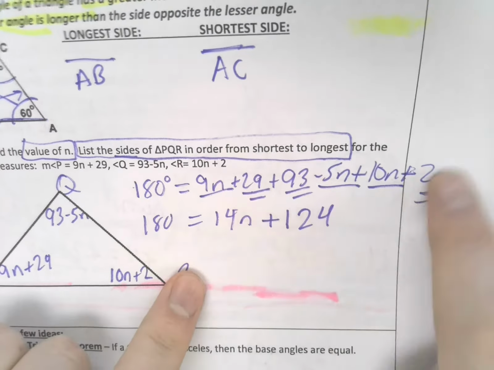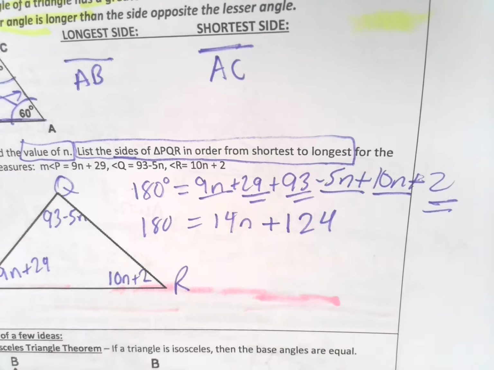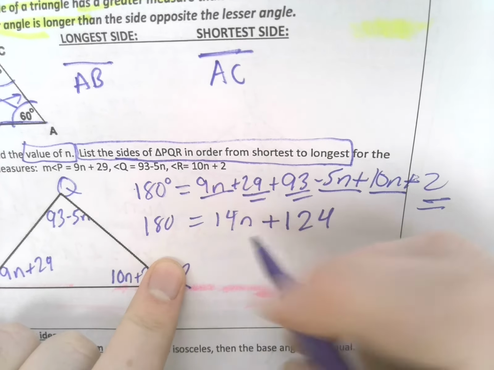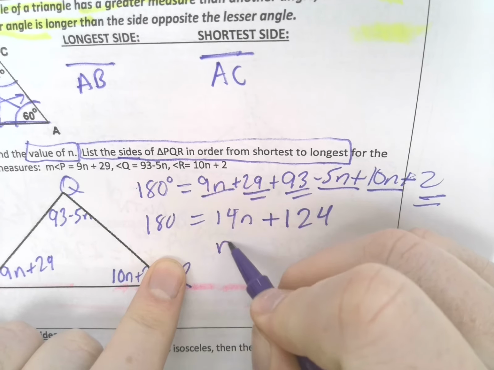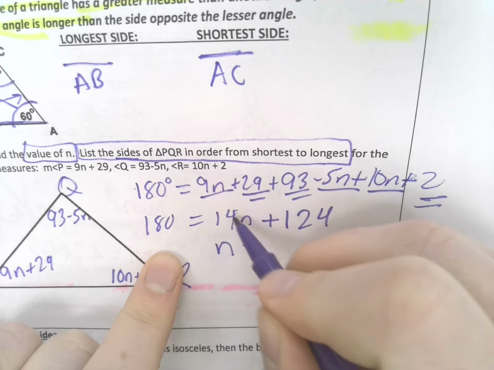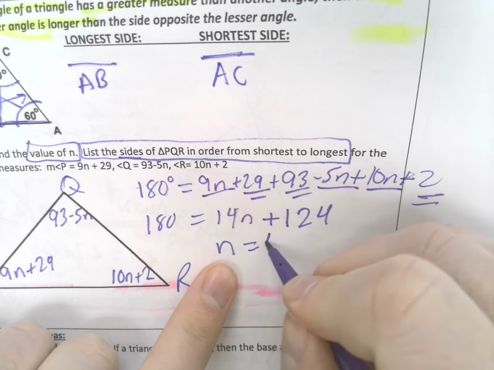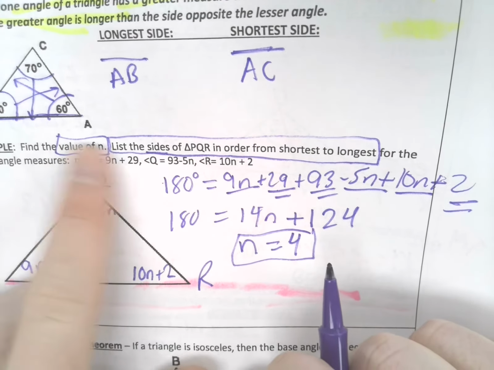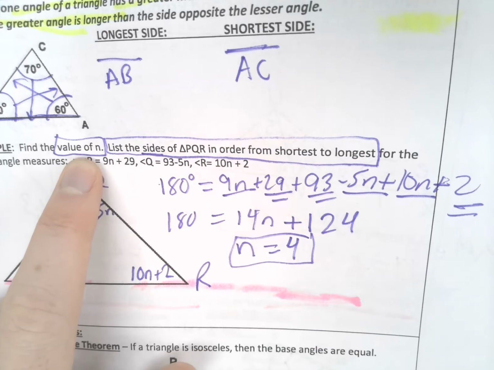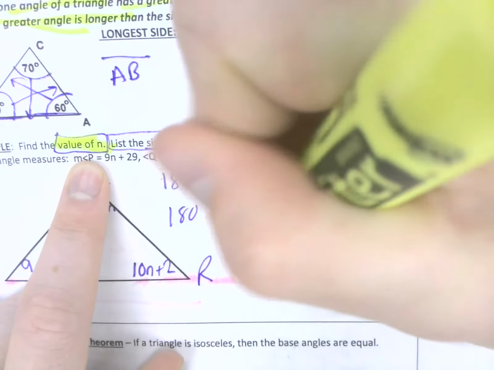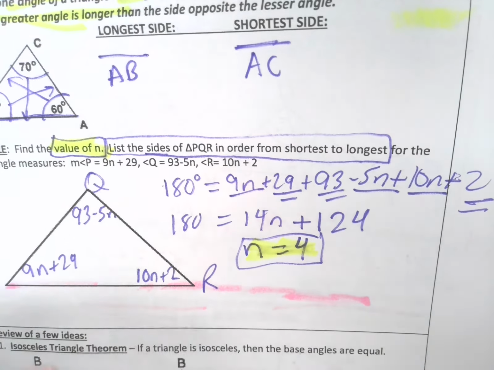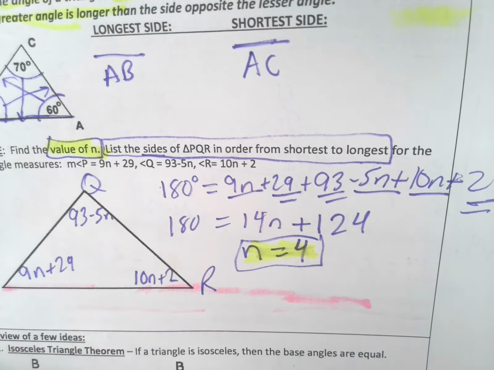And so once you've combined all these together, this is an equation that I know we can solve. Subtract 124 over, and then divide by 14. So subtract that over, divide by 14. You get n equals 4. So hey, there's the first thing we needed to do. We found the value of n. Now, so we've done that. I'm going to highlight it just to show you that we've done it. Whatever you can do, guys, to make sure you know that you have completed everything, I would strongly encourage it.